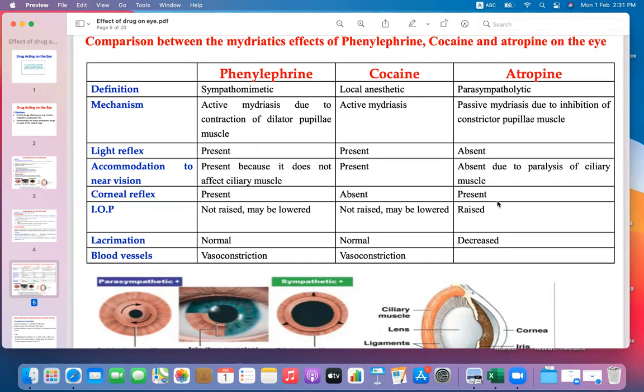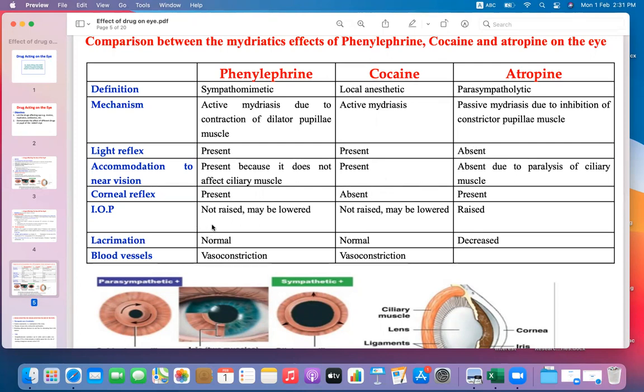And in atropine it is also present. So the corneal reflex is only absent in cocaine because it is a local anesthetic. And the light reflex is only absent in atropine. So light reflex is only absent in atropine, and the corneal reflex is only absent in cocaine. This is the main difference.